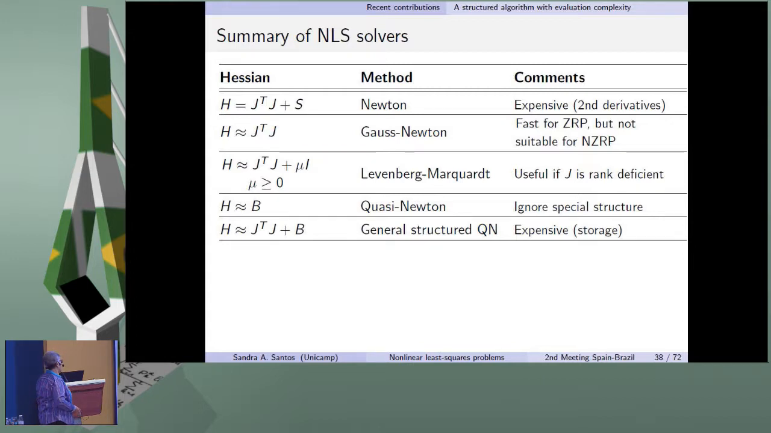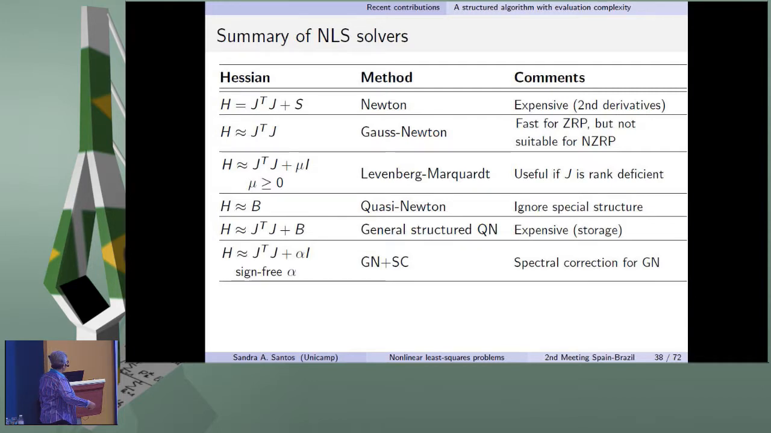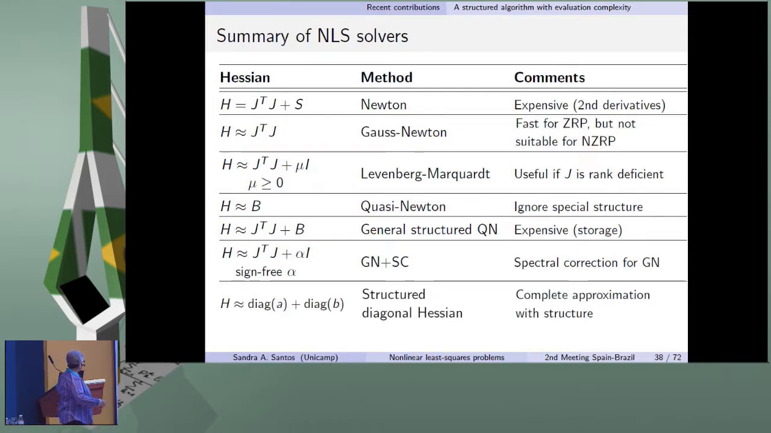In this, we are taking care of the structure of the problem, but due to memory requirements, this might become expensive. And also, we have this sign-free spectral correction for the Gauss-Newton, as I have presented to you, our first contribution. Another possibility would be to approximate this matrix by a diagonal one, and this matrix by a diagonal one also separately, taking into consideration the structure. So this we call structure diagonal Hessian. We have a complete approximation with the structure, and this is our approach.